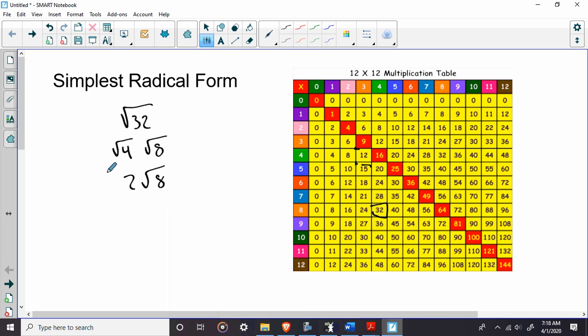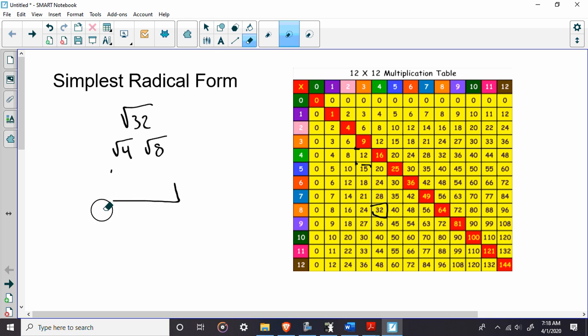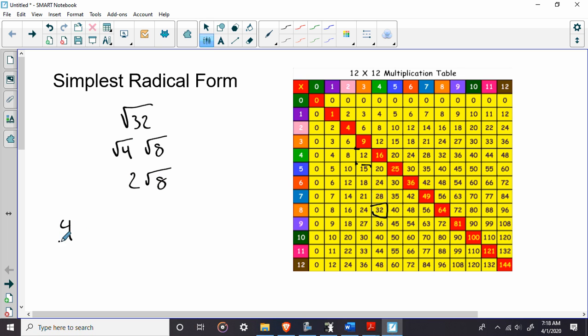This is not in simplest radical form. It's not. The reason it's not in simplest radical form is that it's not as simple as it can be, okay? Whenever I talk about this, I always use this analogy. Okay, so we said this was 2 radical 8. What if I told you that 4/8 was equal to 2/4, and I said I'm done with that problem? Well, that's true. 4/8 is 2/4, but it's not as compact as it could be, right?